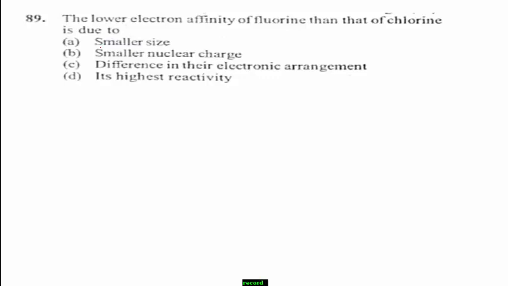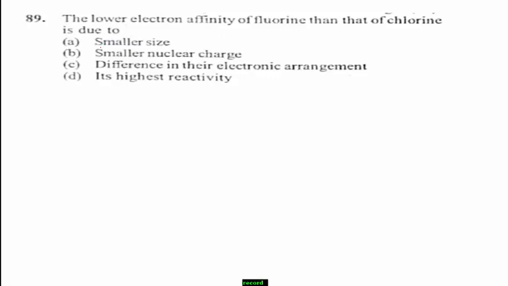Remember, electron affinity of fluorine is less than that of chlorine due to mainly two reasons. What are those two reasons? See here. One is the small size of fluorine atom. Remember, the small size of fluorine atom makes the 2p subshell more compact. Because of this, it results in repulsion among electrons of the valence shell and also with the electron to be added. Due to this, fluorine atom has less tendency to accept an electron.